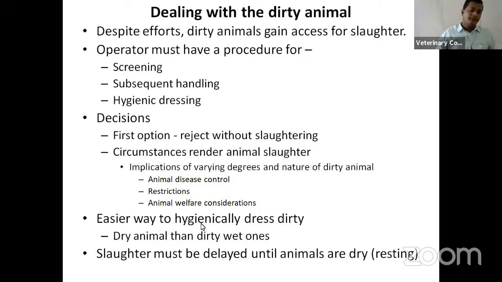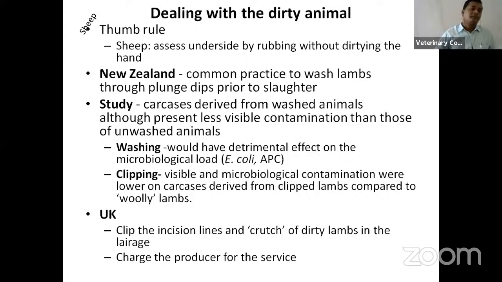Okay. The easier way to hygienically address a dirty animal is, okay, there are two things here. See, I am introducing two concepts. One concept is dry animal. Other is dirty wet animal. Okay, animal is dry, but it is dirty. Okay, other is the wet one. So which one is easy to handle? The dry animal is easy to handle because the wet animal poses more contamination risk to the slaughterhouse.